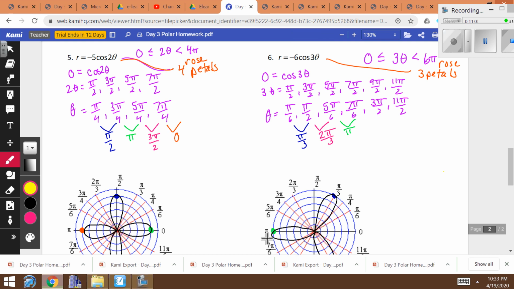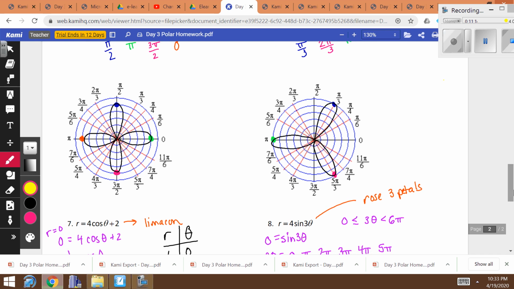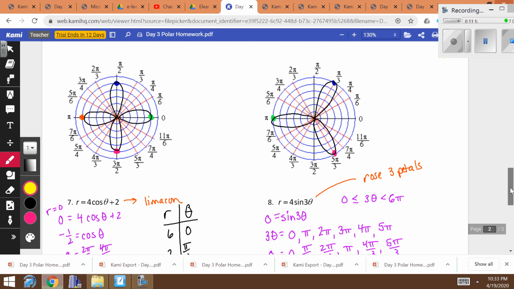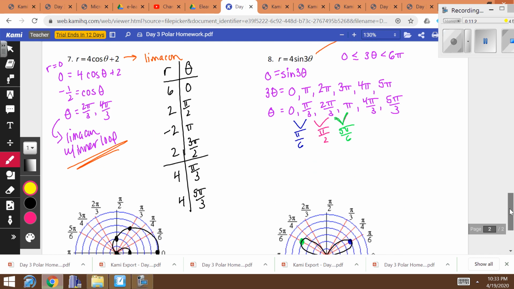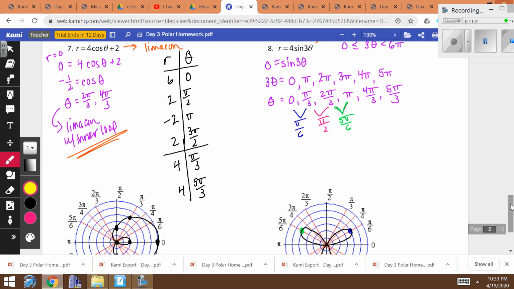You can probably start to figure out the patterns that these are symmetrical. They are kind of evenly spaced out there, and those can help you figure out the rest of them as well. Now, number 7 was a good review of one of our limacons here. When we set r equal to 0, we find that there are 2 points there that it crosses through the pole. That tells us that it's a limacon with an inner loop.